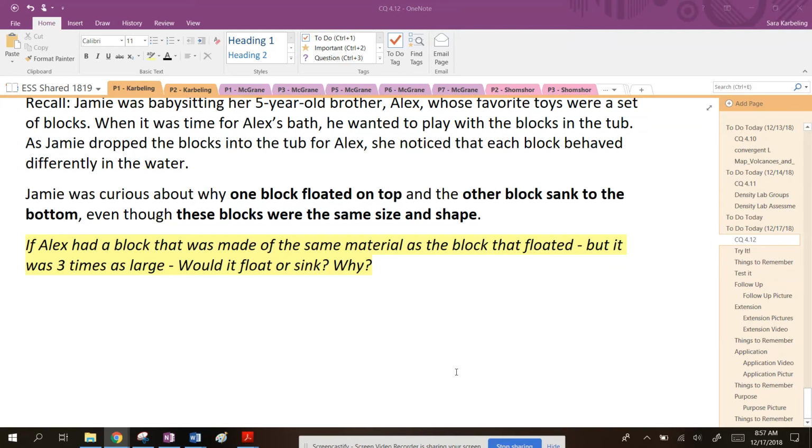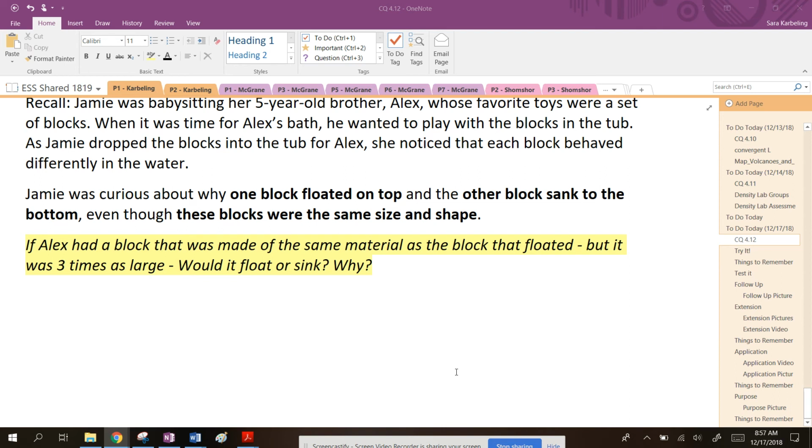So what did you say? We got these two blocks, one floats, one sinks. I'm going to make a big version of the one that floats. What's going to happen to it? Raise your hand if you think it's going to float. Anybody want it to sink? Think it's going to sink? Anybody initially thought maybe it would sink? Anybody? No? Y'all were going with floating?